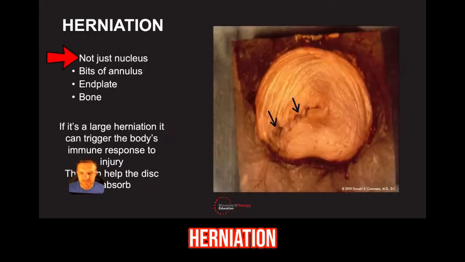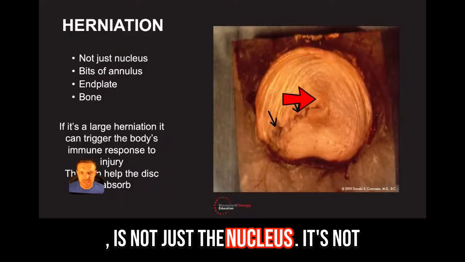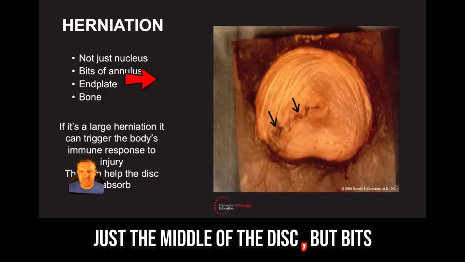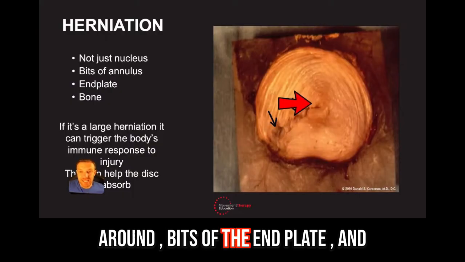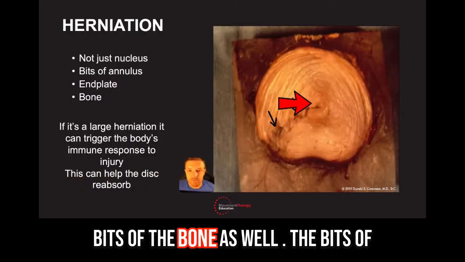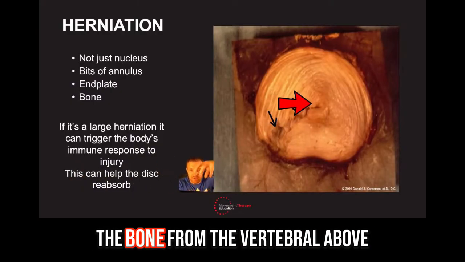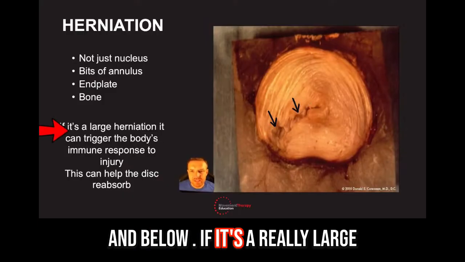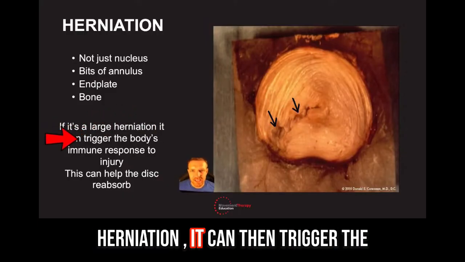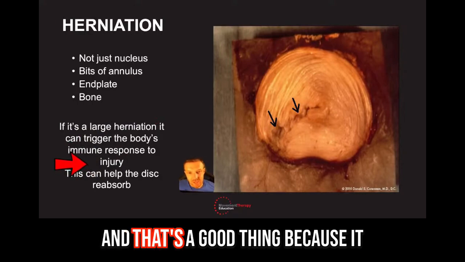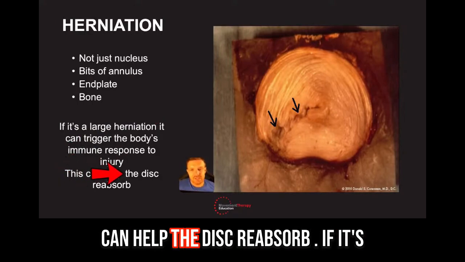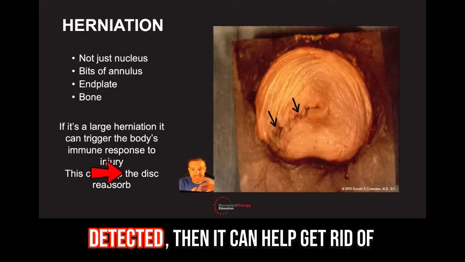The herniation is not just the nucleus. It's not just the middle of the disc, but bits of the annulus, bits of these rings around, bits of the end plate, and bits of the bone as well, from the vertebra above and below. If it's a really large herniation, it can then trigger the body's immune response to injury. And that's a good thing because it can help the disc reabsorb. If it's detected, then it can help get rid of it.